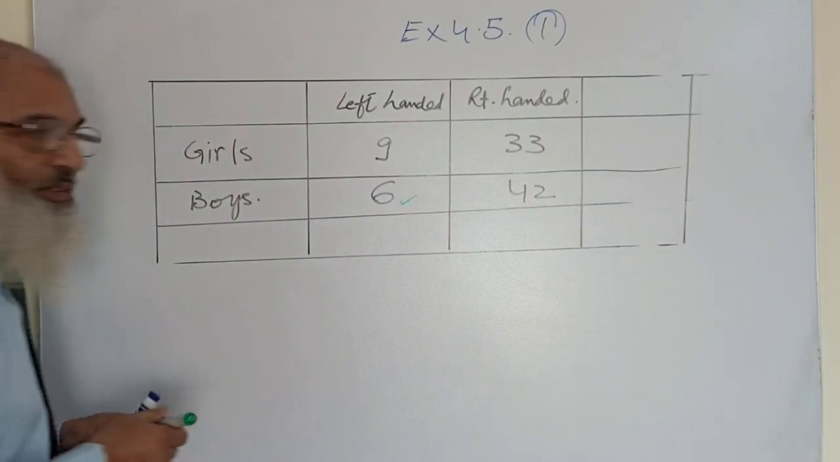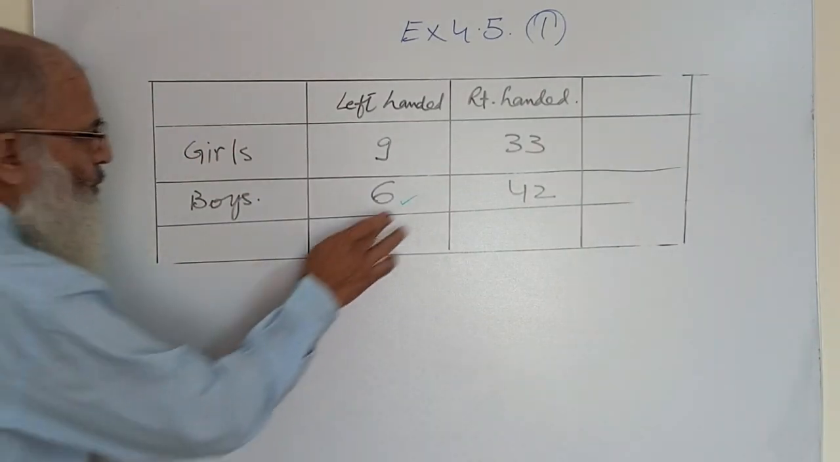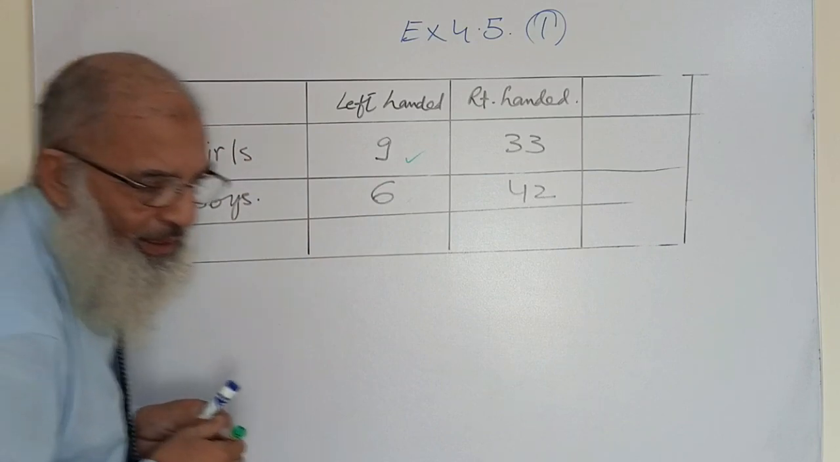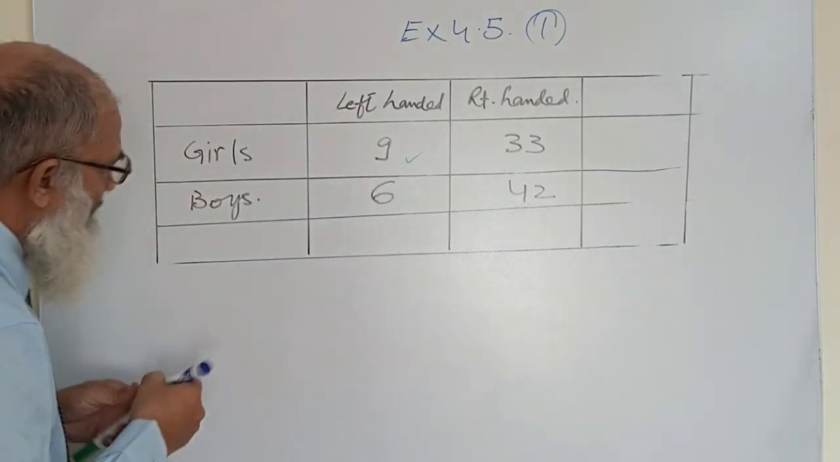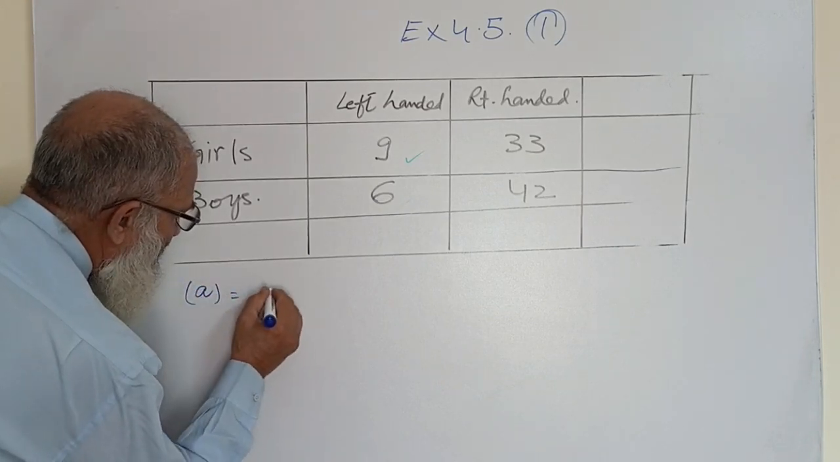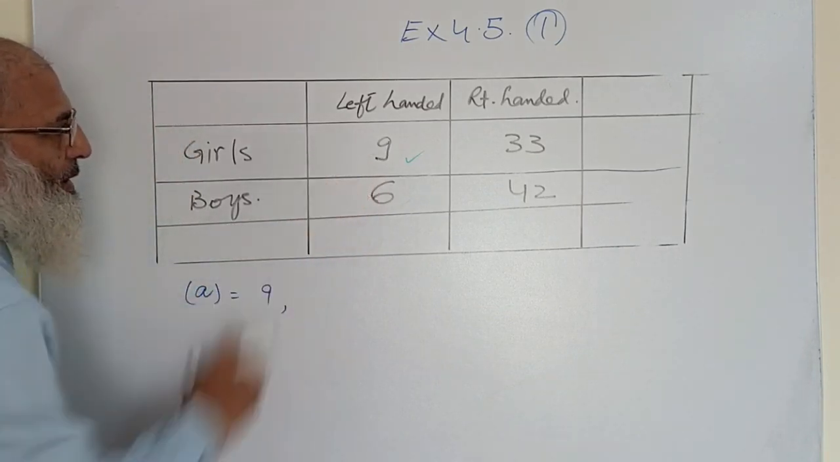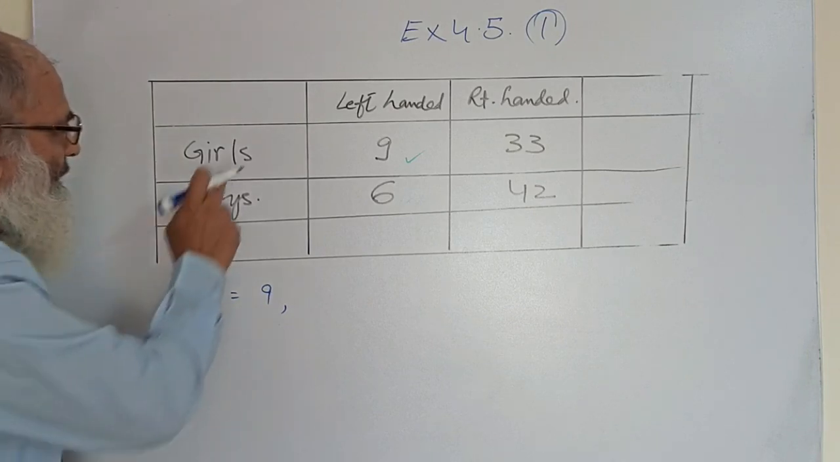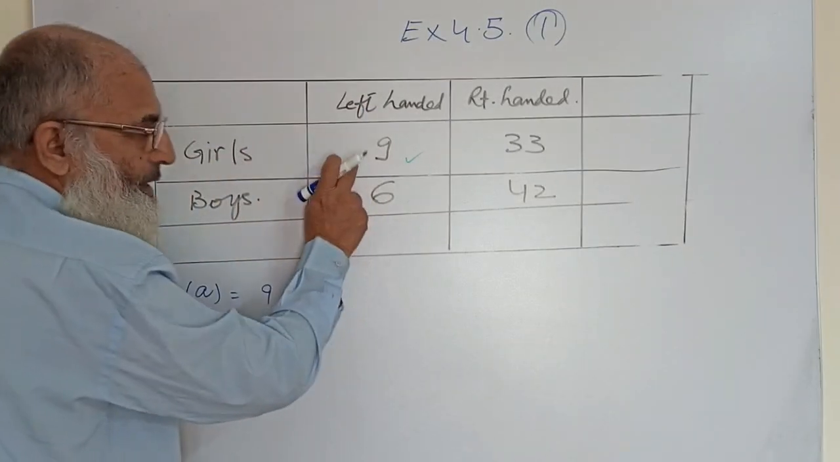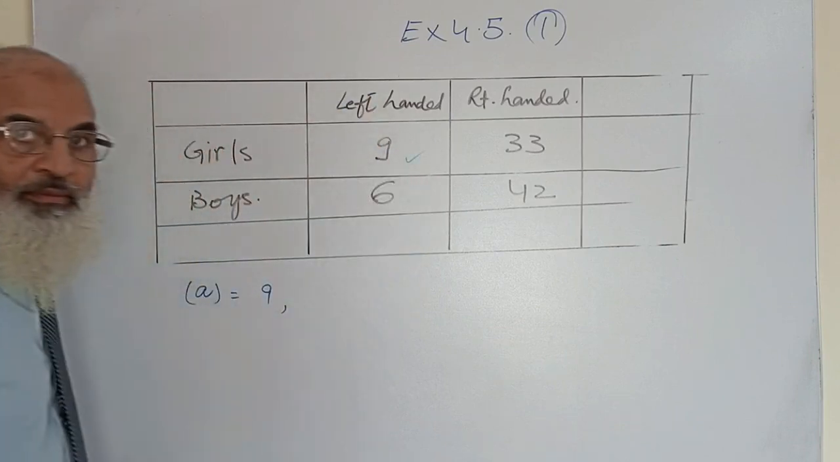There are 9 girls. For question number A, that is 9, because she has asked about the girls which are left-handed. Girls which are left-handed. We have to cross.